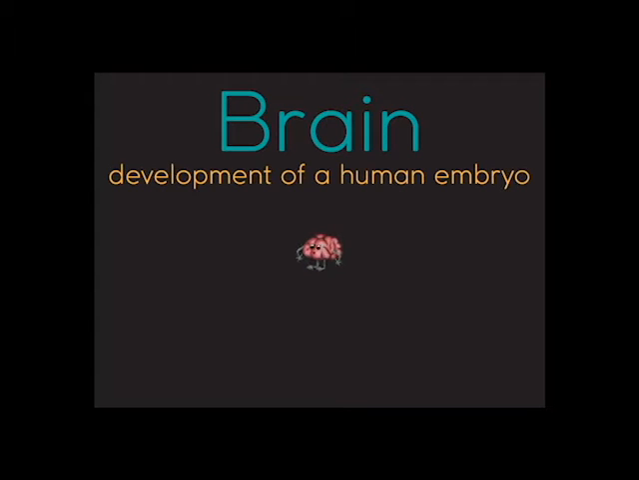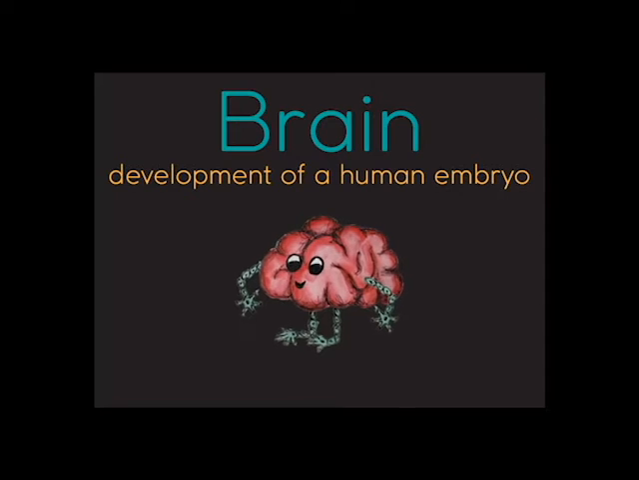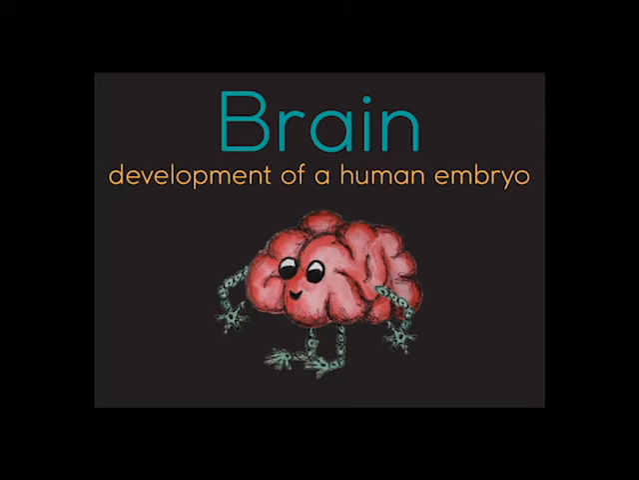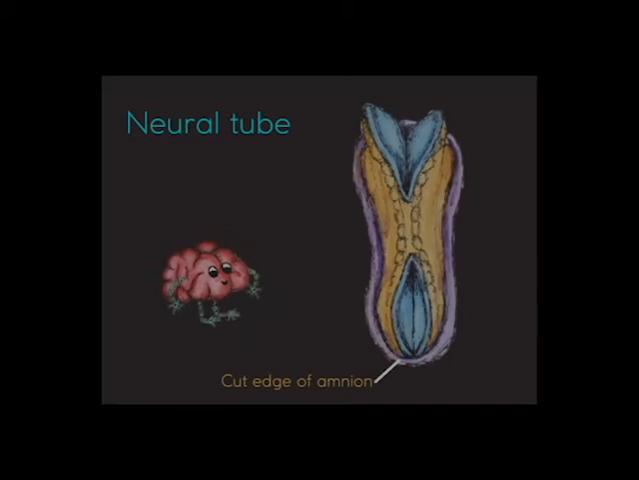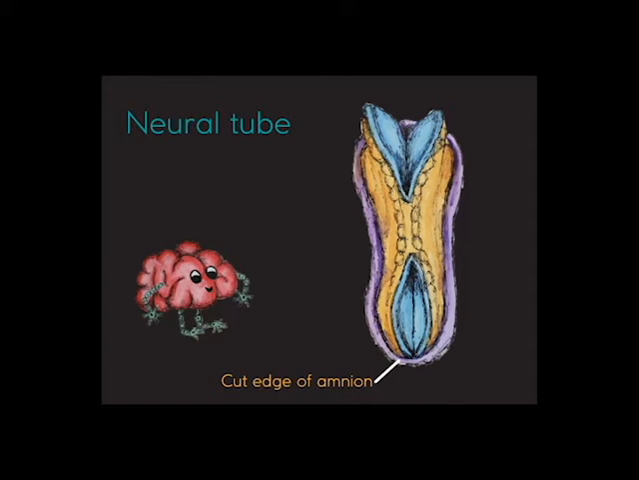Brain development of a human embryo. Let's start at the beginning of when the neural tube forms. What is in the blue here on the illustration is a representation of the ectoderm, which is going to form the neural tube. The embryonic disc is folding in on itself to create the neural tube. Here you can see the neural fold as well as the early formation of somites.